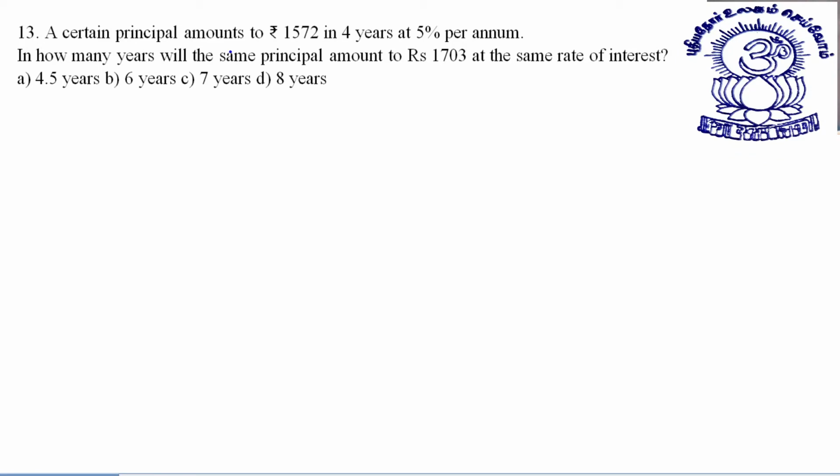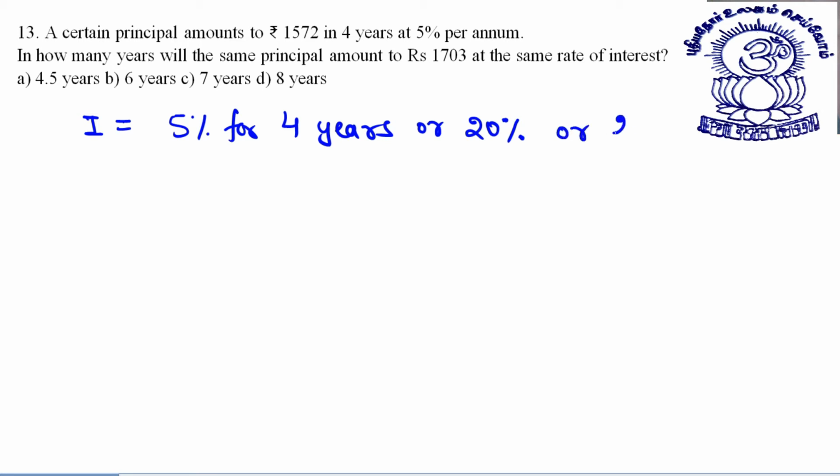A certain principal amounts to rupees 1572 in 4 years at 5% per annum. Okay, students, now I'll make this easier, but you must be good at calculation. See, first of all, what is the interest? Here, the interest is 5% for 4 years. That means the interest is 20%.